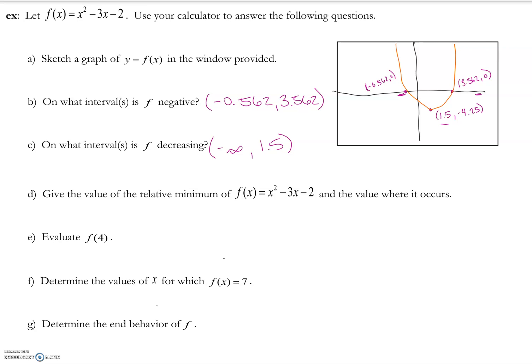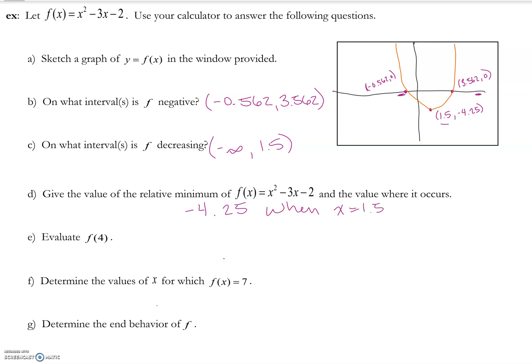Part D says, give the value of the relative minimum and the value where it occurs. My relative minimum is this vertex point. The relative minimum is the y value, negative 4.25, and that happens when x equals 1.5.